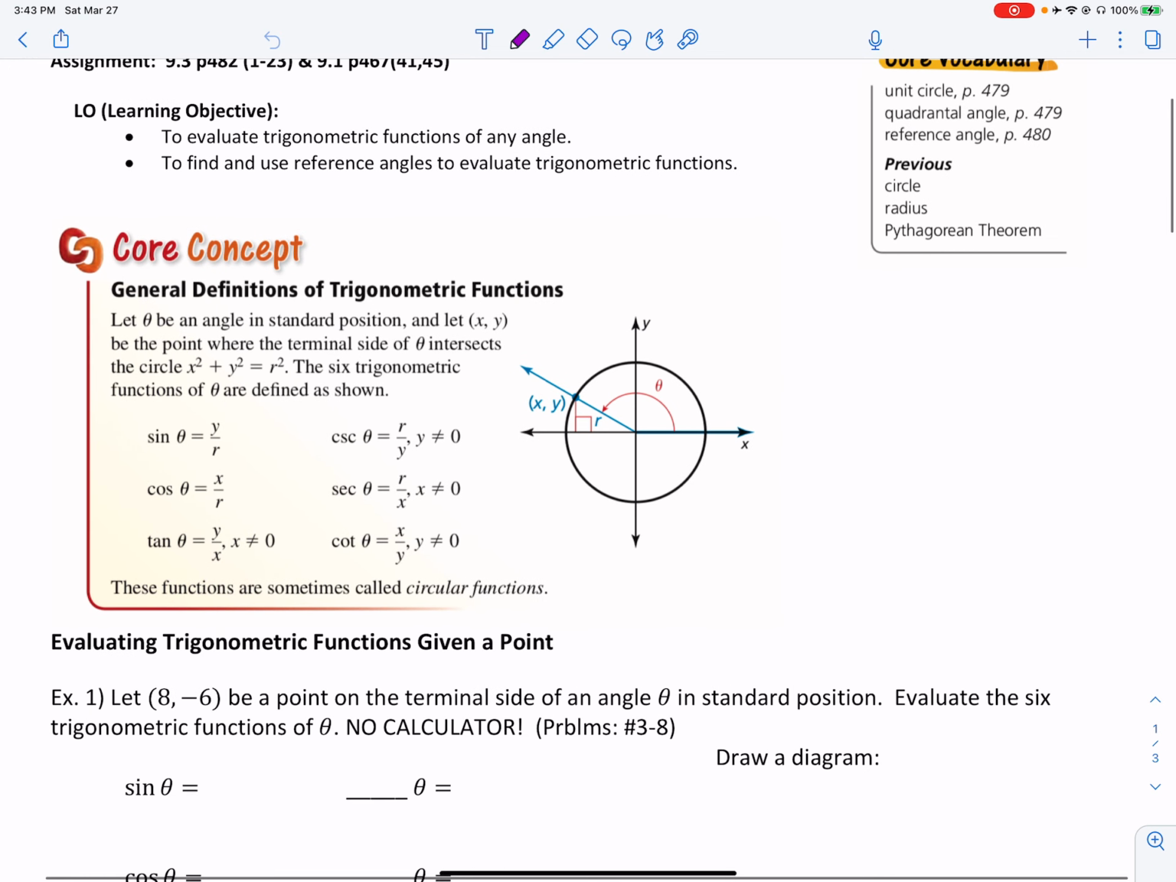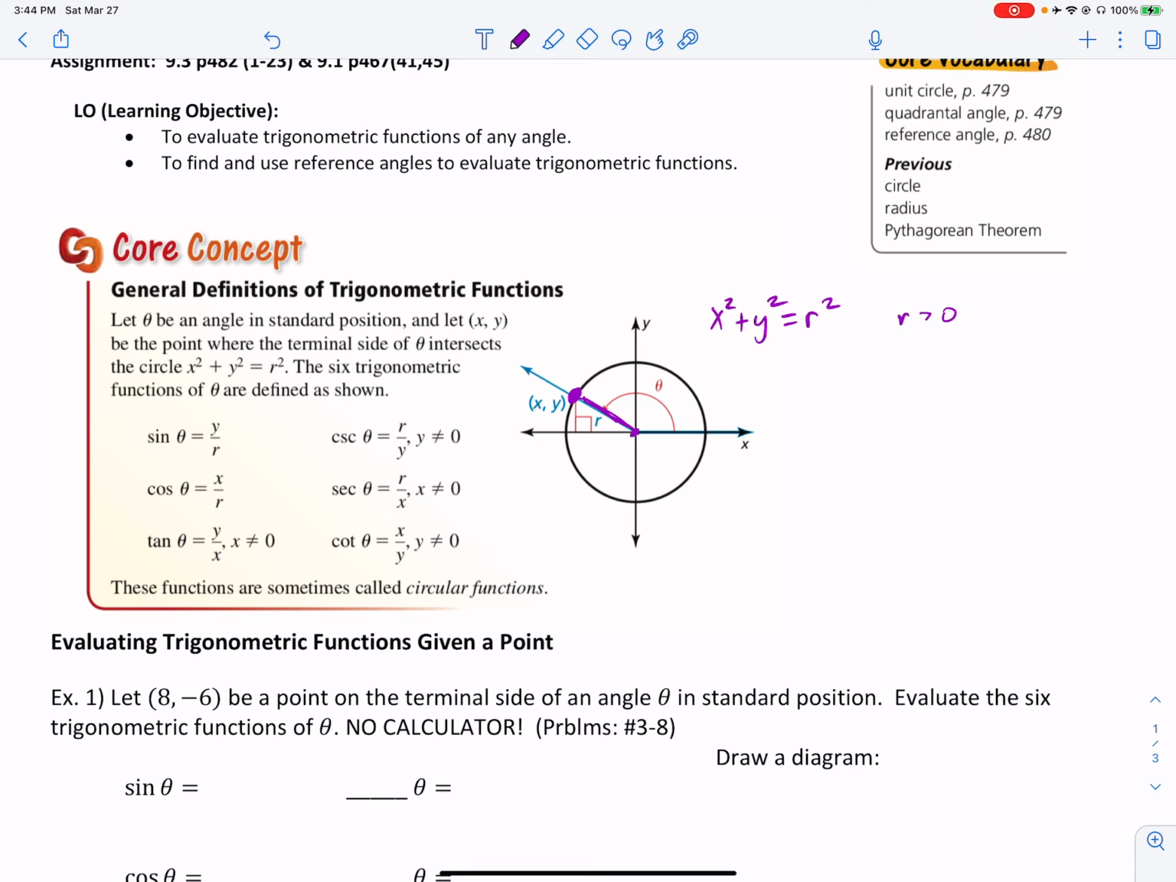So here we have the general definitions, and this is when we have a point on a circle, and the equation of that circle is x squared plus y squared equals r squared. Remember, r is the length of the radius. And so if I go to a point on that circle, that point is going to be the ordered pair x, y. And the length from the center to that point is the radius length of that circle. And the radius is always going to be considered positive.